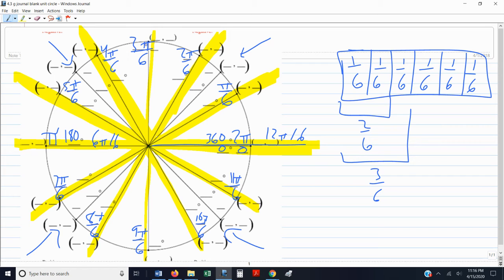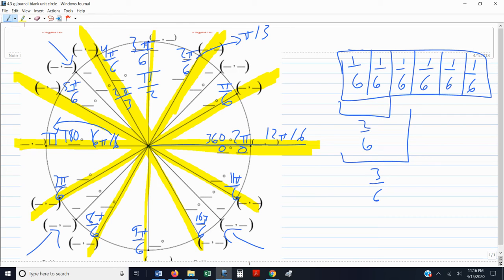One thing is that you do have to reduce a little bit. So 2 pi over 6 is going to become pi over 3 when you reduce that fraction. 3 pi over 6 is going to become pi over 2 when you reduce the fraction. 4 pi over 6 is 2 pi over 3. 5 pi over 6 doesn't reduce. 6 pi over 6 would just give you pi because the 6's would cancel, and that's filled in already.